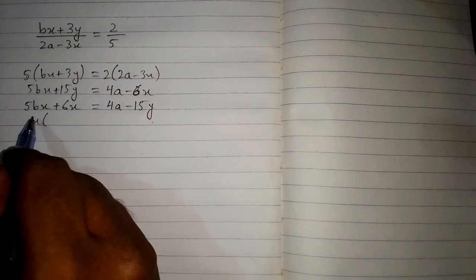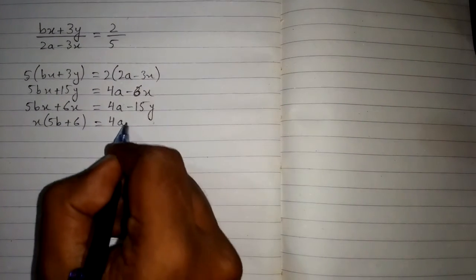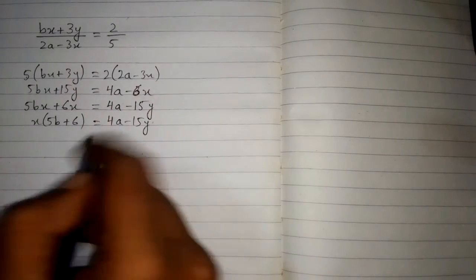Now we can take x common. So we have, now we will divide 5bx by x. So we will get 5b, and then 6x by x, so we will get 6. Then we have 4a minus 15y.